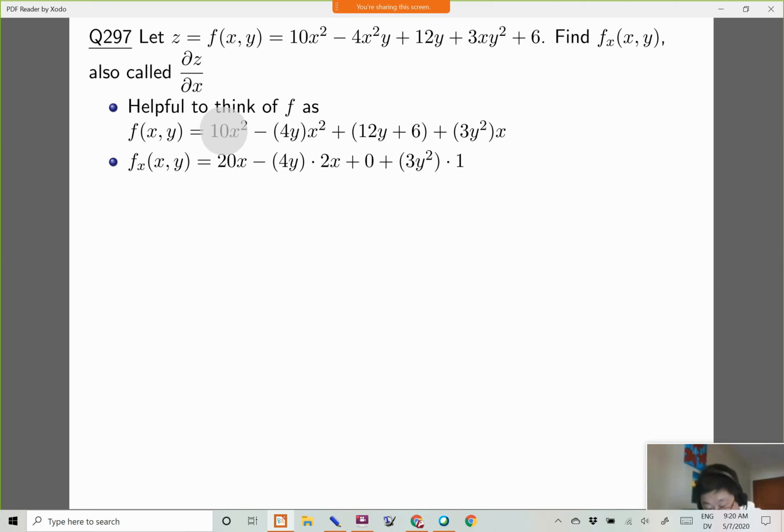Your call. So 10x squared, using the constant multiple property together with the power rule, you have 20x to the first. Copy the minus sign. Copy this constant for y. Again, remember, we're thinking of y as a constant, so 4y is a constant. Copy the constant, differentiate x squared using the power rule, you get 2x to the first. 12y plus 6, that whole thing is considered a constant right now because y is a constant. So we get a derivative of 0. And then 3y squared times a function, right? So constant times function, copy the constant, copy the 3y squared, differentiate x, and you get 1.